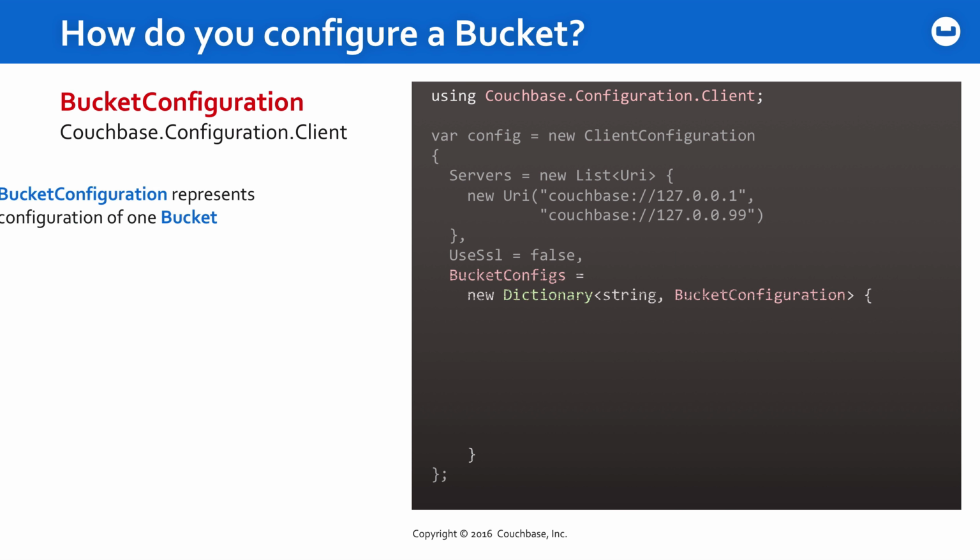Now, once you have that set up, then you need to think about the buckets. So within the config object, you can assign a bucket configs property, which is going to be a dictionary of name-value pairs of individual bucket configuration objects.